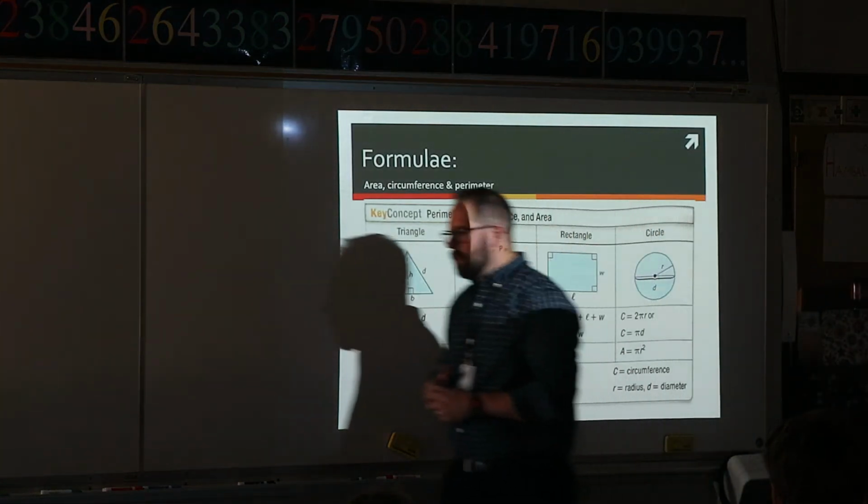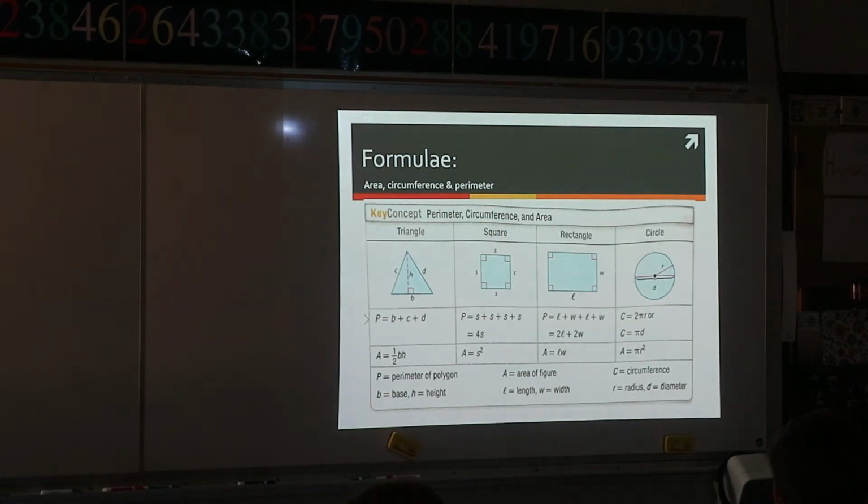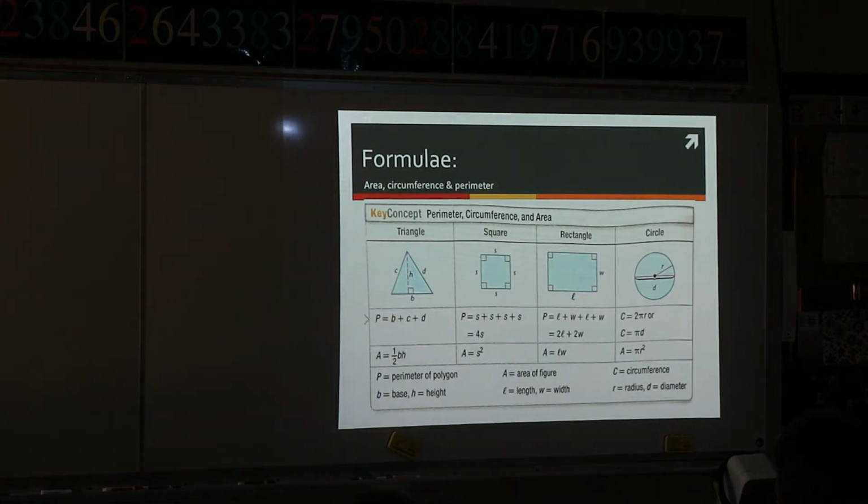Don't do that. Okay? I threw in here a circle. A circle is not a polygon. A circle is a conic section. Polygons have straight edges. A circle has a curve. These are the shapes you probably learned in elementary days, correct? Triangles, squares, rectangles, circles.